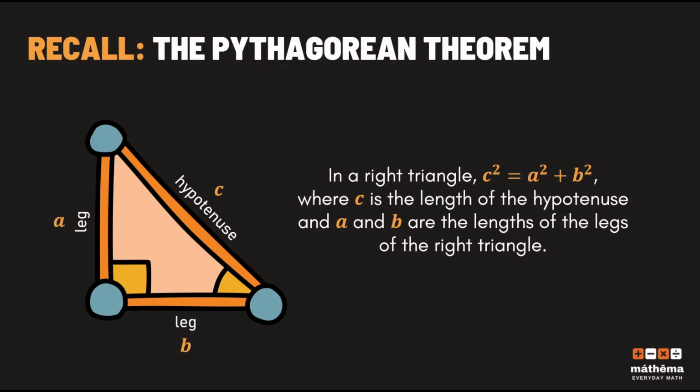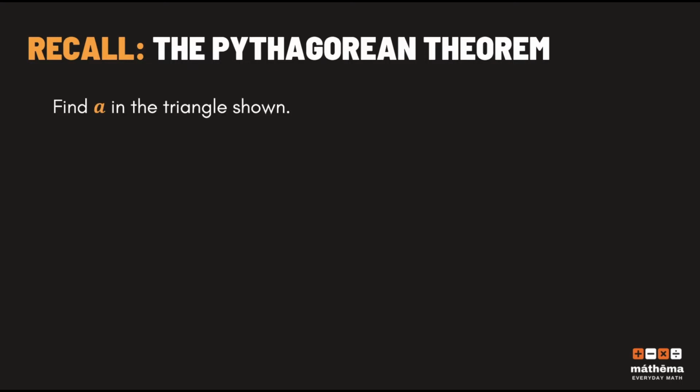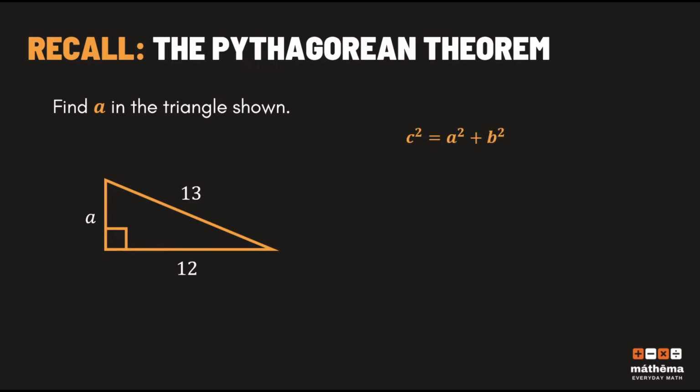Again, C is the length of the hypotenuse, A and B are the lengths of the legs of the right triangle. So for example, find A in the triangle shown. So for instance, we have this right triangle. The unknown side is A. We have the hypotenuse, which is 13, and the other side, which is 12. So to solve for A, we will be using the Pythagorean theorem, that is C squared is equal to A squared plus B squared. Substitute the values. So we have 13 for C and 12 for B.